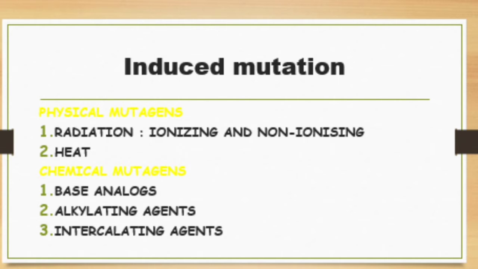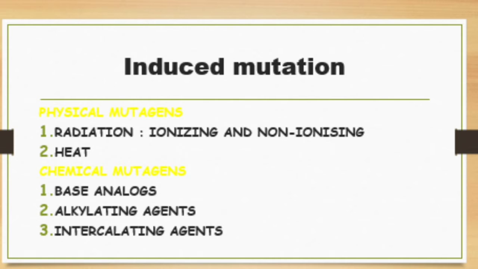So the physical mutagens which can cause mutations are radiation or heat. In radiation we have two types: ionizing radiation and non-ionizing radiation. And then we have heat, in the sense that UV rays from the sun can cause mutation. For example, in Australia, it's said that they have a hole in the ozone layer over the atmosphere, because of which there is direct UV ray exposure among the population, which causes more skin cancers.